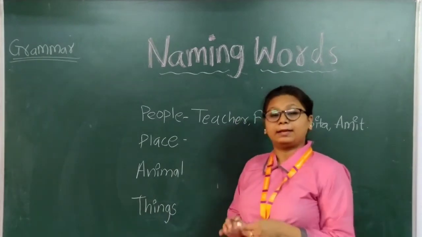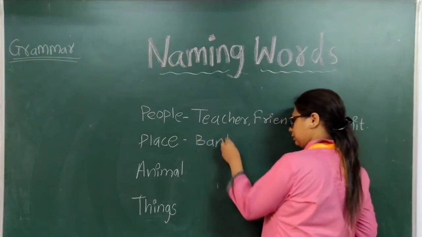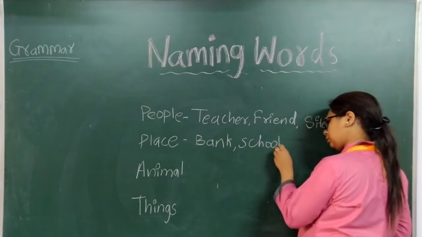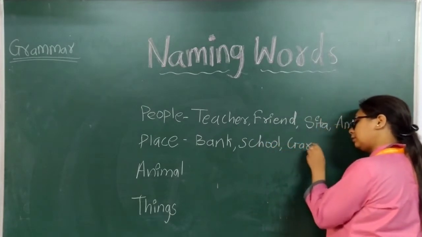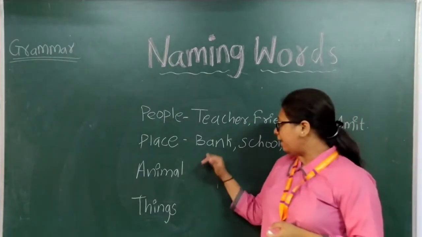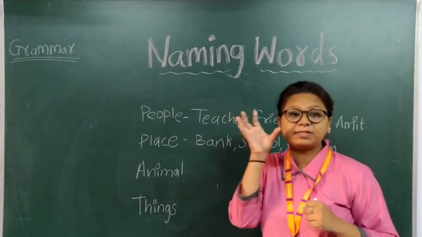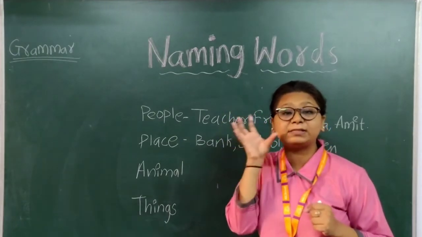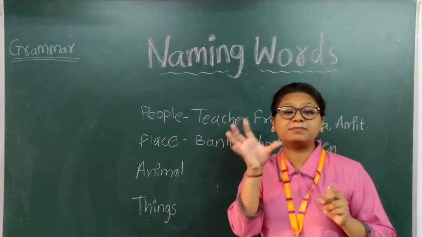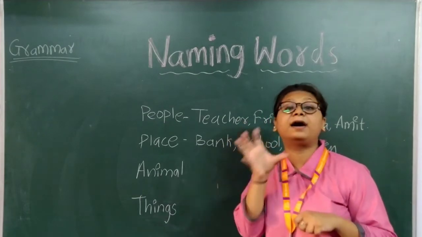Coming to place. Now place, you can say bank, school, garden. Okay, these all are naming words for the places. Bank. Now when I say I went to a bank, so it names a place, right? It names a place, bank. School. Where do we study? School. So it names a place. The children are playing in the garden. Now it names the place, garden.